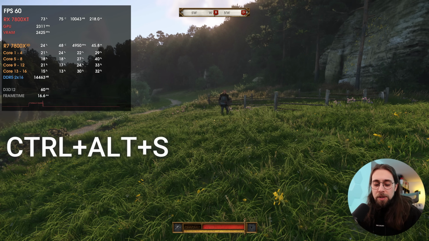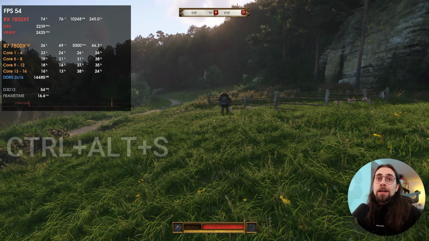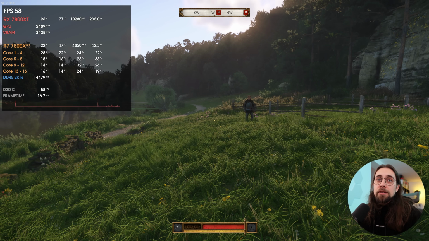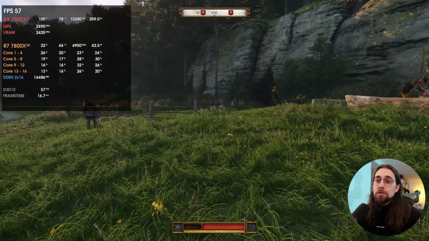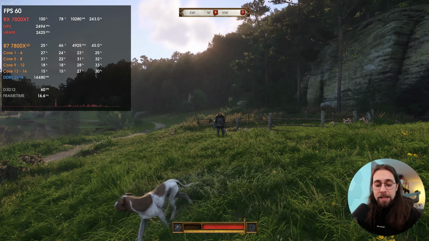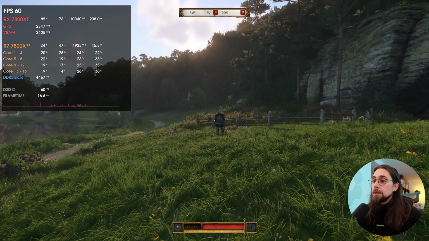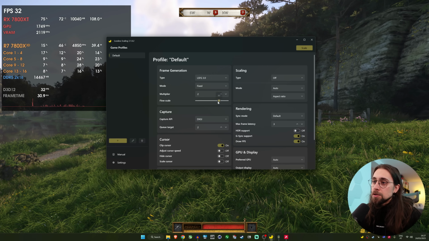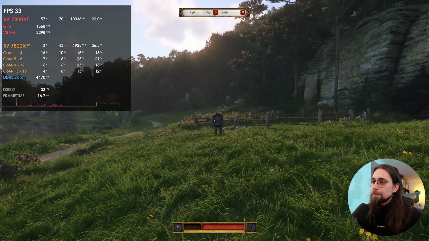So Ctrl Alt plus S, bam. And now we're using lossless scaling frame generation from 57 to 115. And yeah, we can still reduce the flow. Again, let's go back and reduce the flow in order to have better performance. Reduce the flow to 50. Then we go Ctrl Alt plus S again.